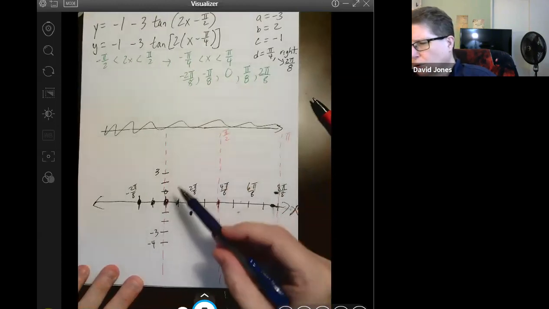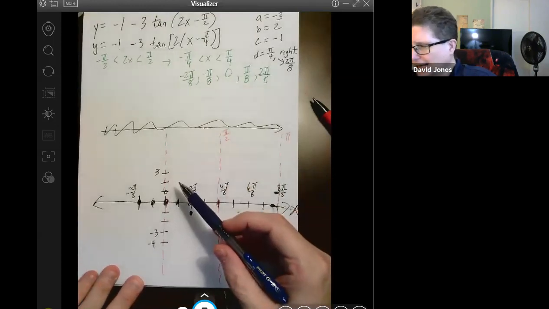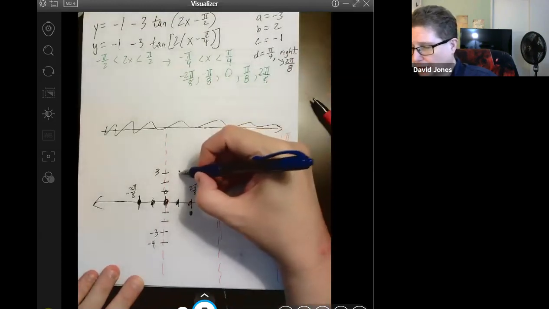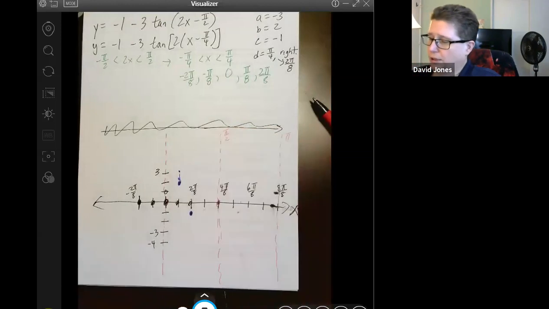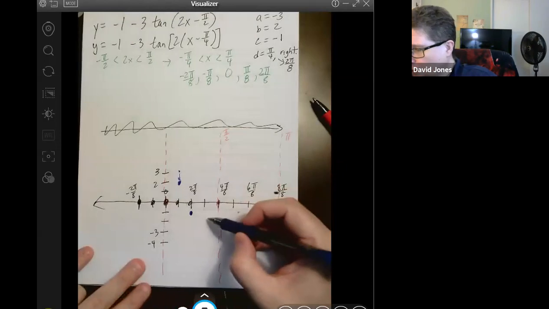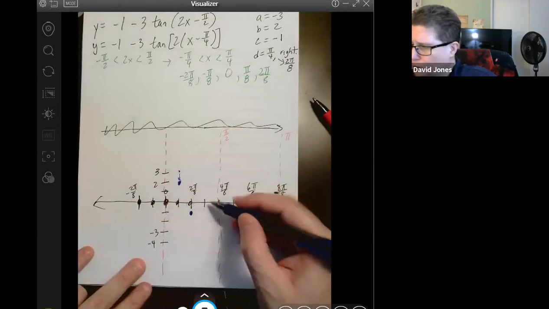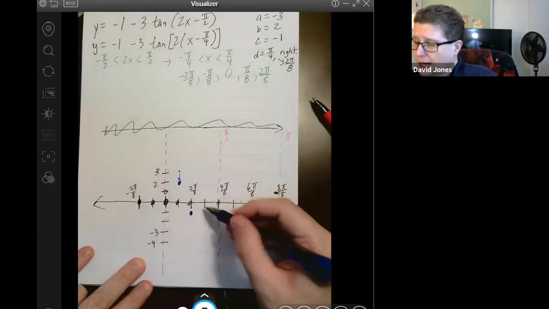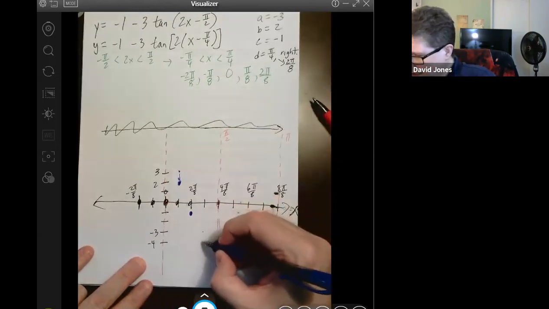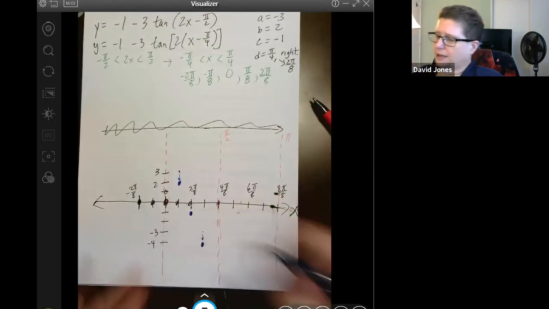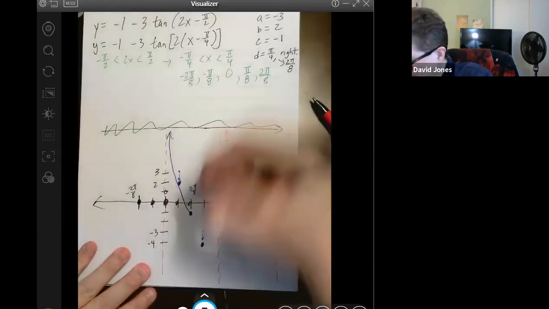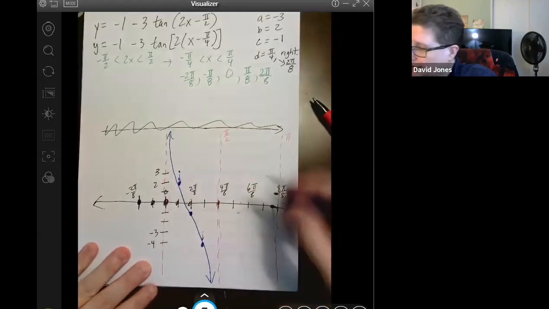My first quarter point for tangent is negative A. A is negative 3, so it's going to be positive 3. And I'm going to lower it down to 2. That's a 2 right there. And the second quarter point, or the fourth mark, is positive A. Positive A here is negative 3. And we're going to drop it down to negative 4. And we'll do our asymptote cycles there.